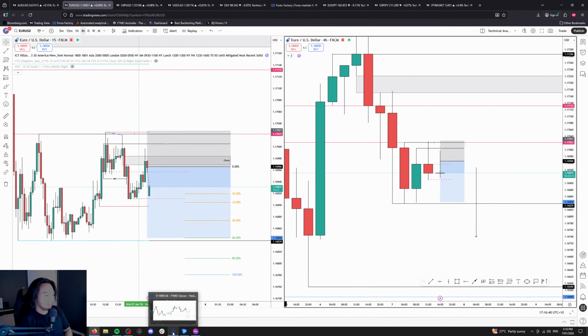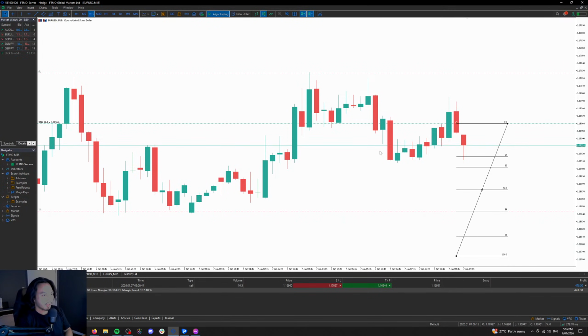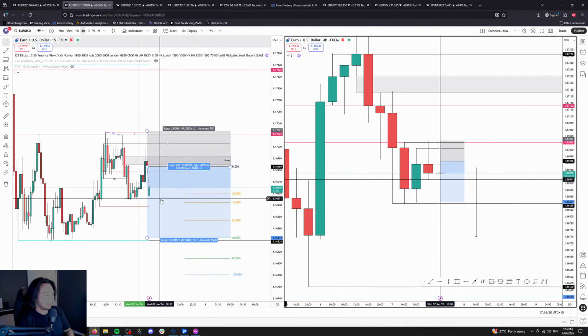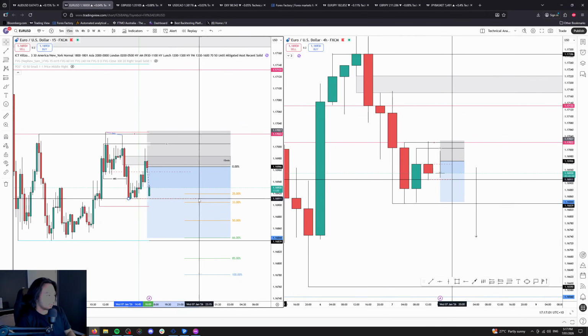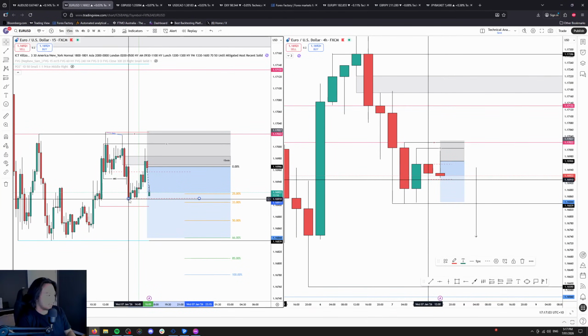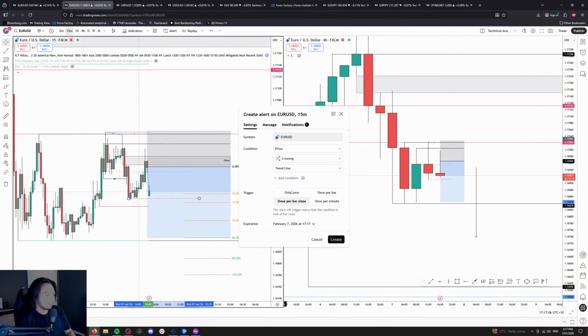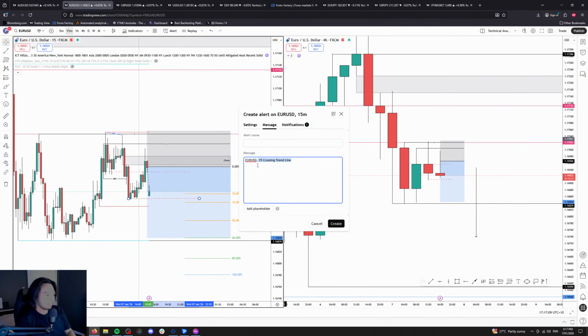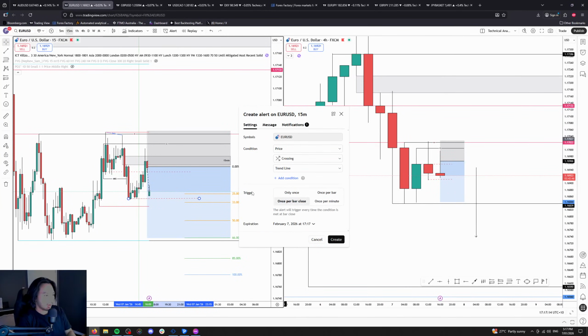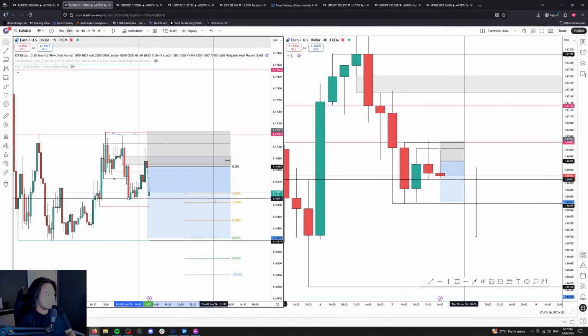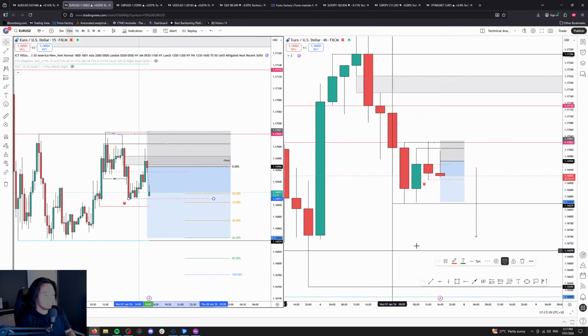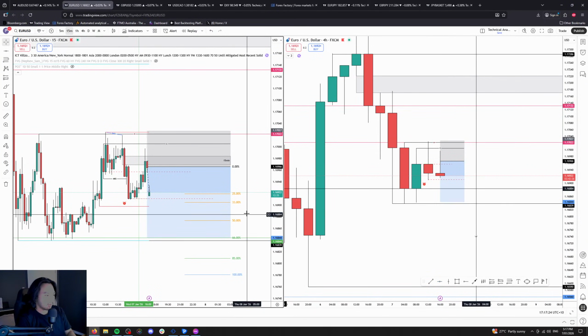Okay, so we know that this is what the structure looks like. So we've created that retest of the fair value gap, looking like we're going to create the new low. So this is currently a bearish move. So what I'm going to do is, if we can close below this level here, I will consider moving my stops to half. So that's this low here. And then take profit. I'll put in the alert.